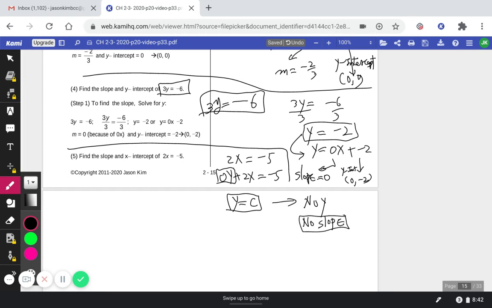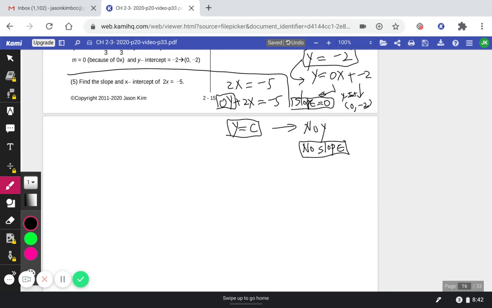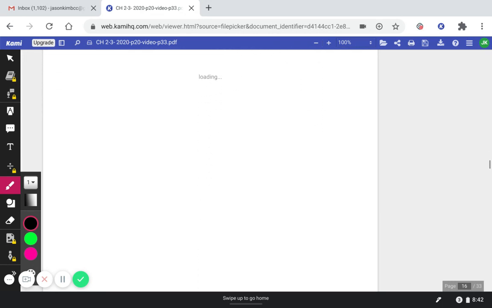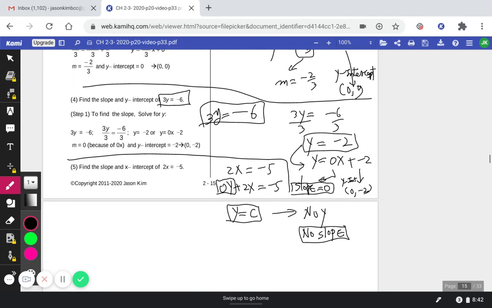Can you believe that zero slope and no slope are different? Zero slope is there is a slope, but it's zero. And no slope means there is no slope at all. Okay, so it is different. So make sure that you understand that.